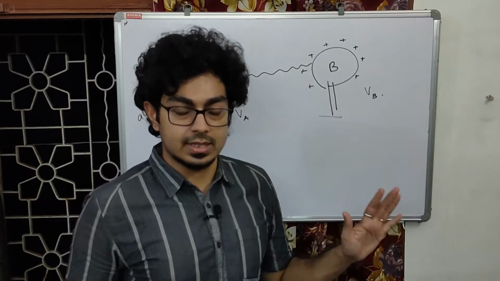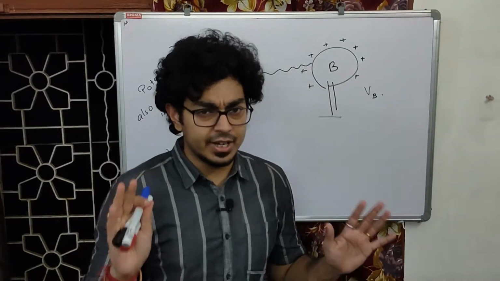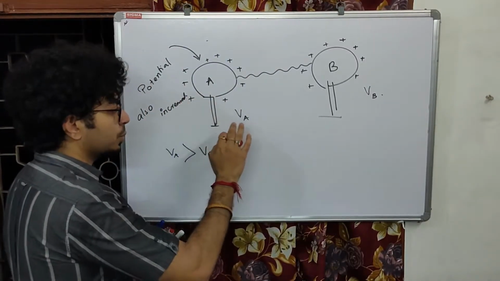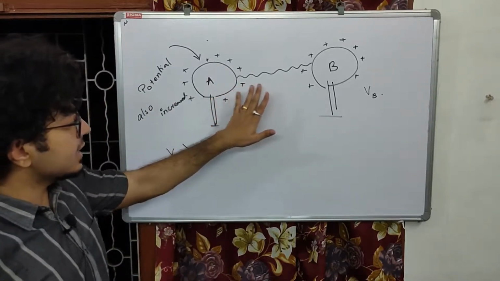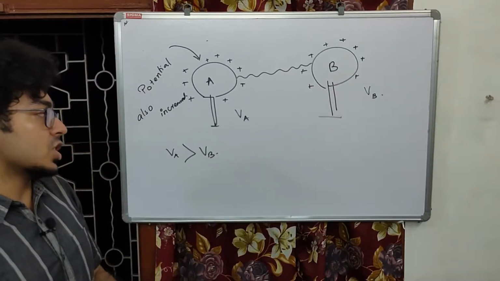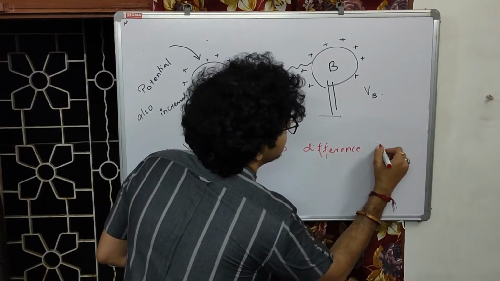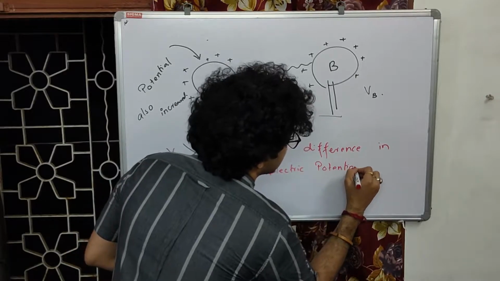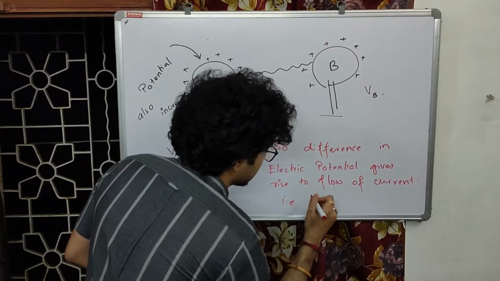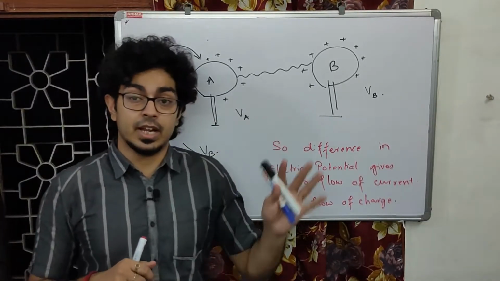We are going to understand all these things later: why a conductor conducts electricity, why not an insulator. You have some idea about this, but still we are going to understand those things later. But for the moment, just keep this in mind that there is a difference in potential between conductor A and conductor B. This difference of electric potential gives rise to the flow of current, that is, flow of charge. So this flow of charge is giving rise to current.